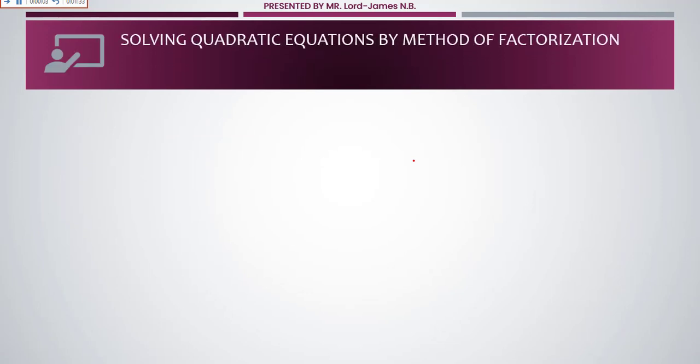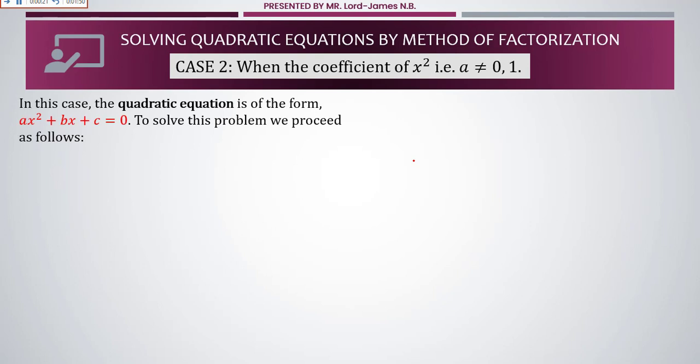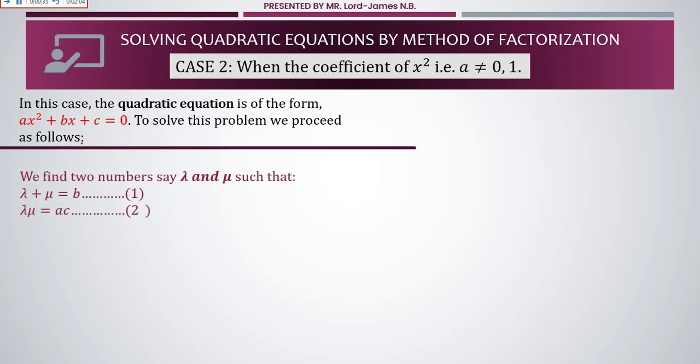So we have to solve the quadratic equations by the method of factorization. In this video we are going to focus on the case when a is not equal to 0 and 1, that is the coefficient of x squared is not equal to 0 and 1. In this case the quadratic equation is of the form ax squared plus bx plus c equal to 0. To solve this problem we shall proceed as follows. First, we are going to find two numbers, say lambda and mu, such that lambda plus mu will give me b and lambda times mu will give ac. To easily get these numbers, like in the first case, it's easier to write down the factors of ac.